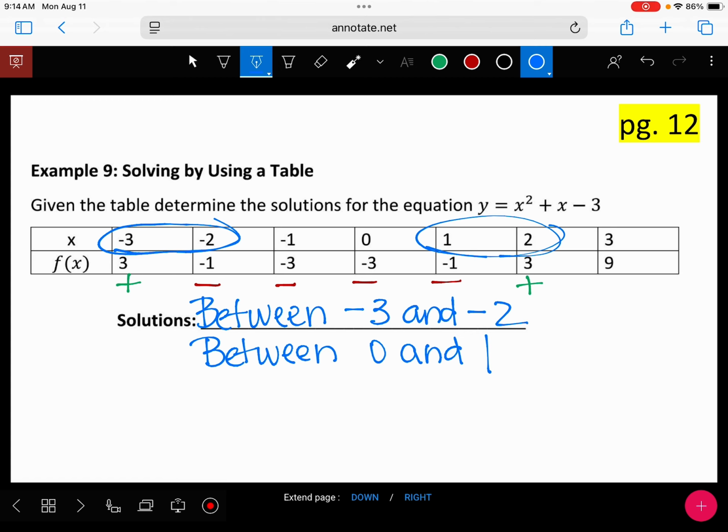So go ahead and look for your sign changes in example 10. Where does it change signs?